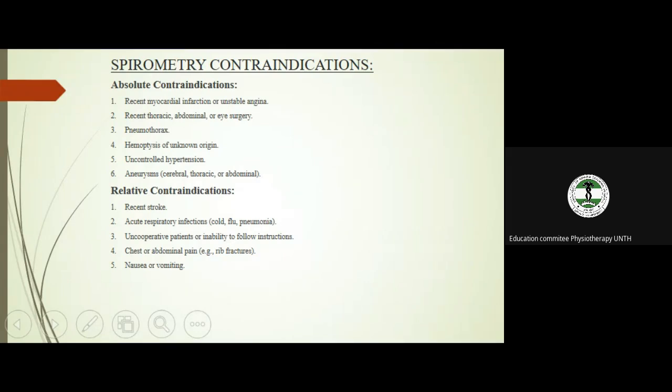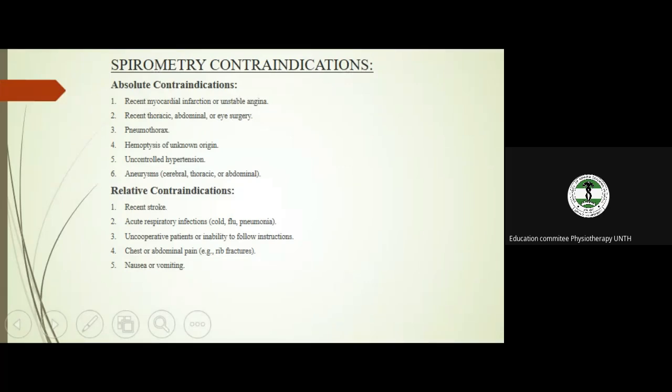And we have relative contraindications. Like if somebody has had a stroke recently, you don't conduct spirometry on that patient. Acute respiratory infection, like flu, pneumonia and cold, you don't do spirometry. Then an uncooperative patient or inability to follow instructions. Some of them will come and will not follow instructions, you don't force them. If you cannot encourage them, cannot convince the patient, leave the patient.